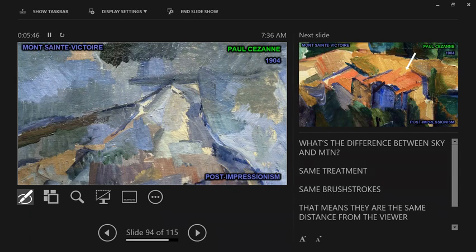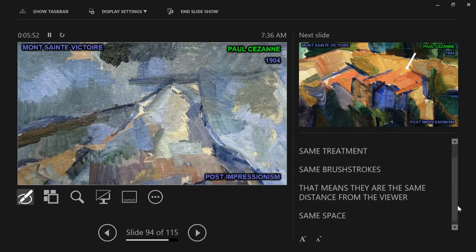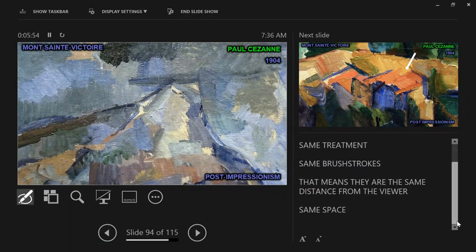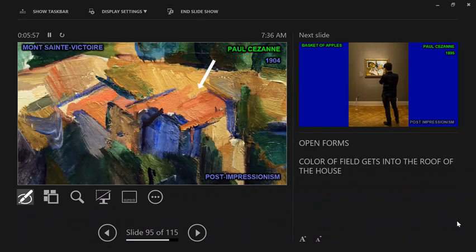So what's the difference between the sky and the mountain? They get the same treatment, the same brushstrokes, and that means that the sky and the mountain are the same distance from the viewer.